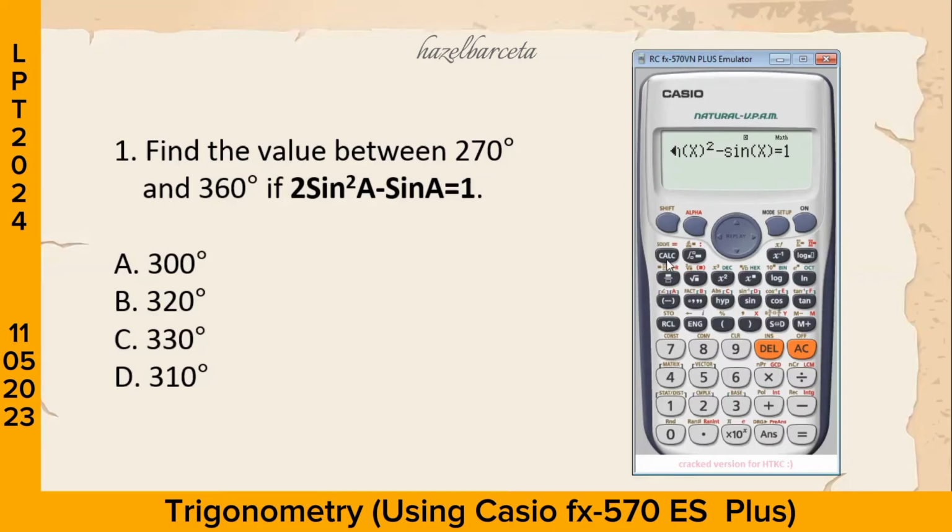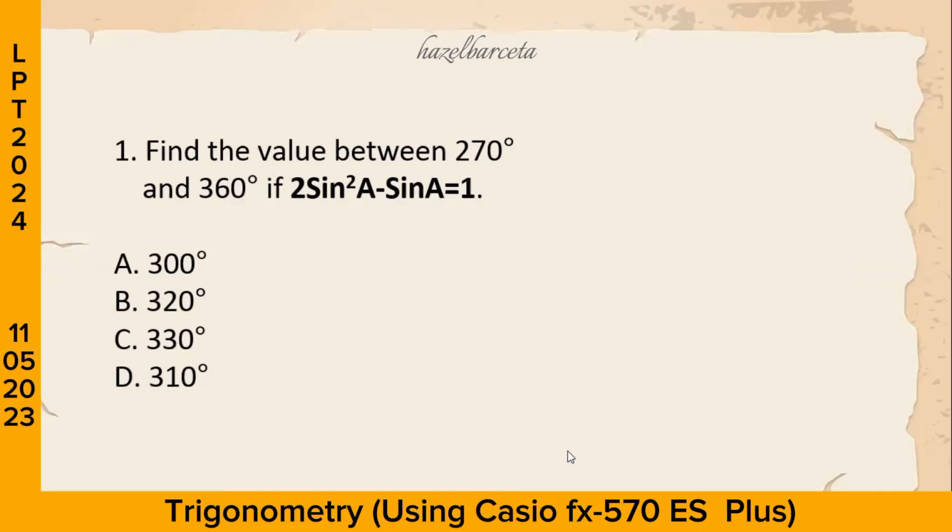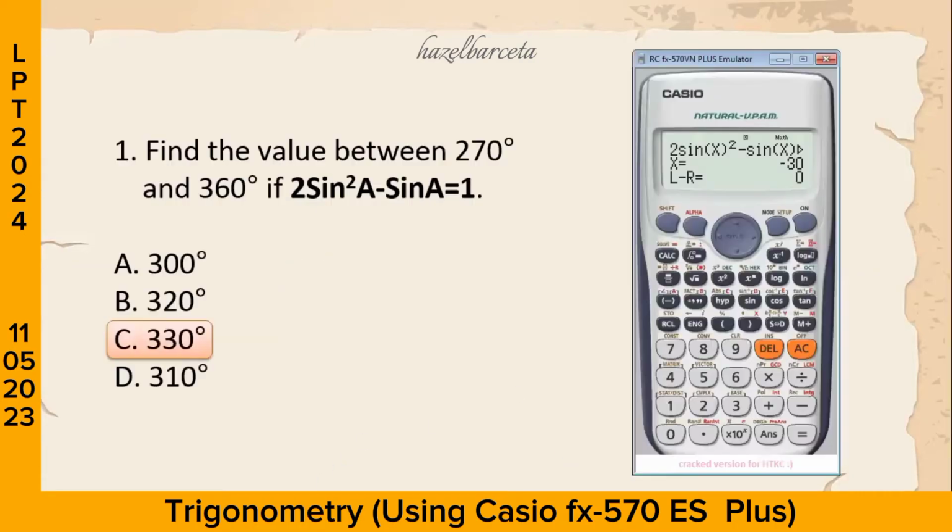Since we have equal sign, shift, calc, si calculator na po ang magsasolve ng ating unknown, which is the angle. So, the answer is negative 30. Ibig sabihin, against the rotation. So, 360 minus 30, the answer is 330. Very good. So, the answer is 330. But, may ituturo pa po ako isang way.